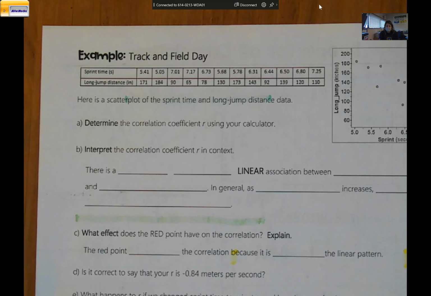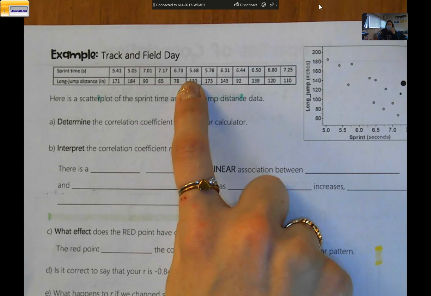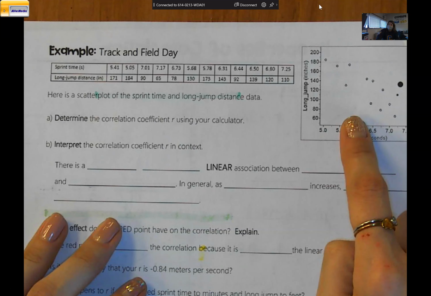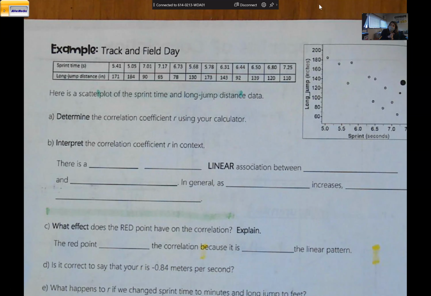Okay. So this is the scatter plot of this data. If you wanted to plot it by doing y equals and selecting your scatter plot, you would see that it looks like this. So determine the correlation coefficient R using your calculator. You're going to do stat, calc, change your list if you need to, and find R. Were you guys able to do that?